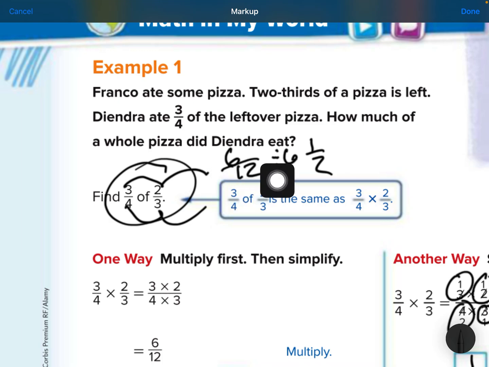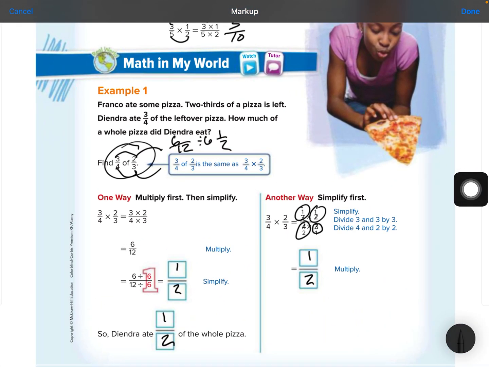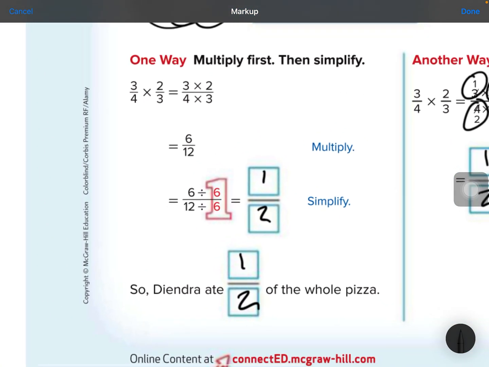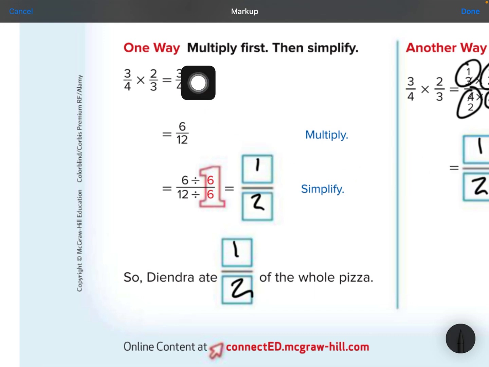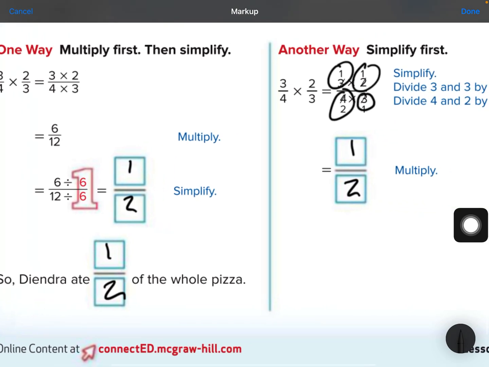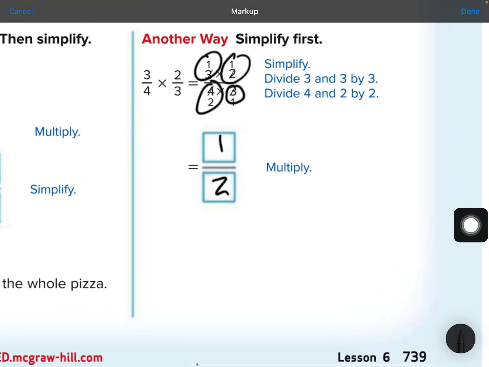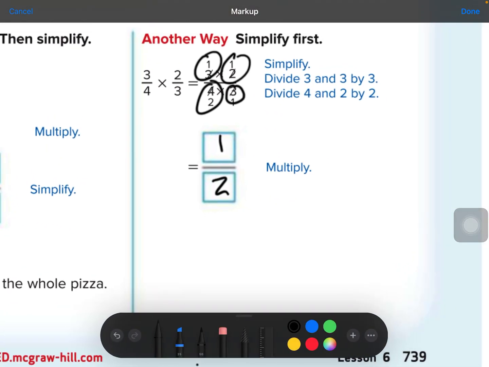3 times 2 is 6. 4 times 3 is 12. We have 6 over 12 and divide them both by 6 and you have 1/2. Now there's 2 different ways we can do this problem. We can do it how we just talked about, where we multiply first and then we simplify. So we multiply it out, 6 twelfths, divide each one by 6, we get 1/2.